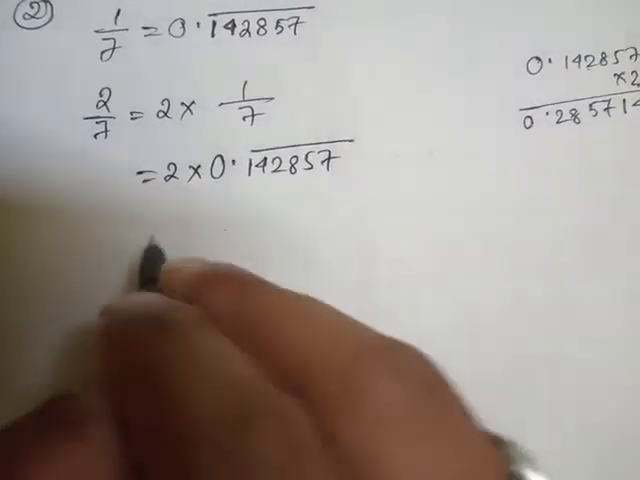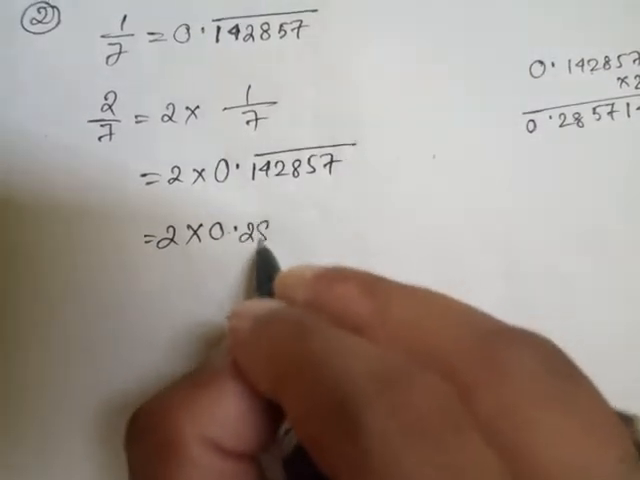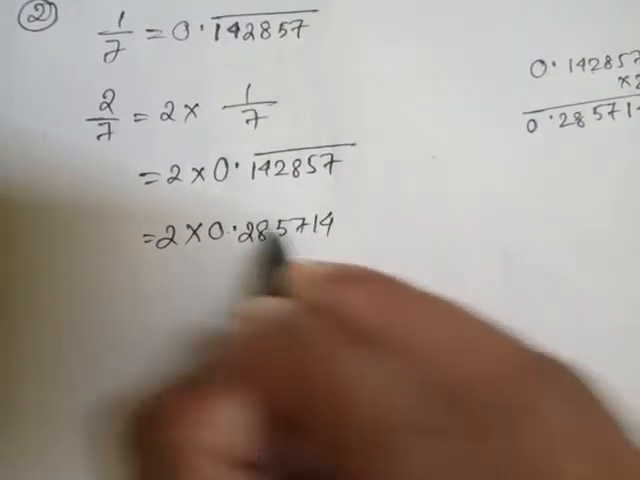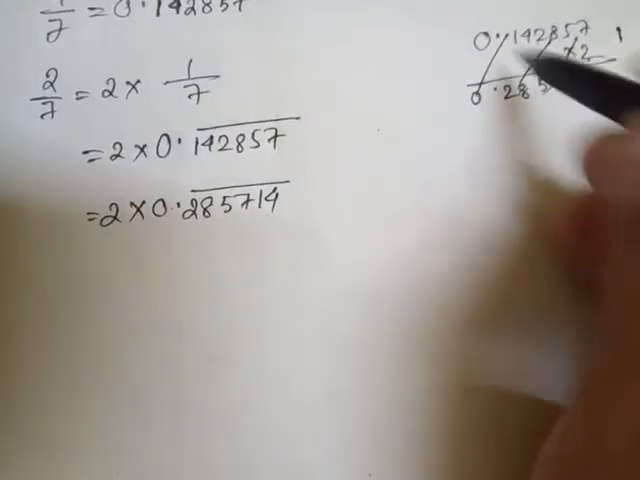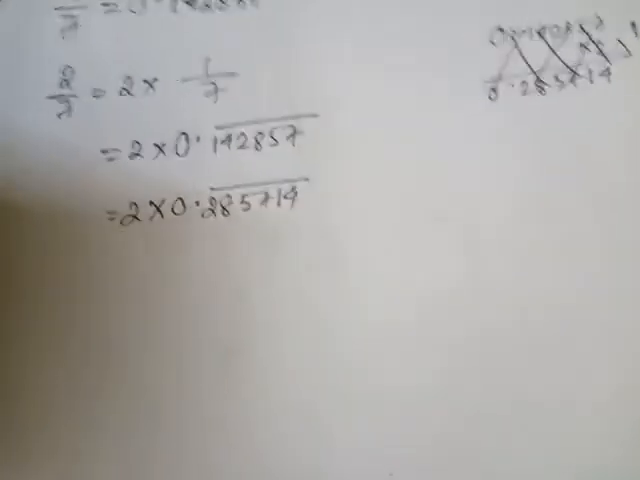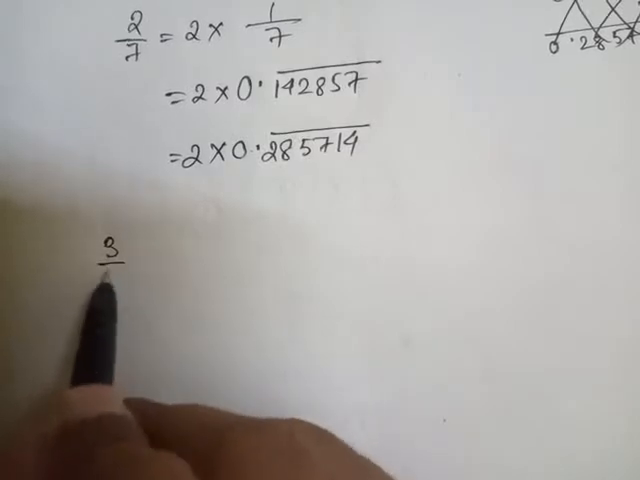Now look here, here also we put the decimal point: 0.285714 bar. This is one demo I am showing here. Like this, the next part would be, look here, 3 by 7. 3 by 7 is the next part.